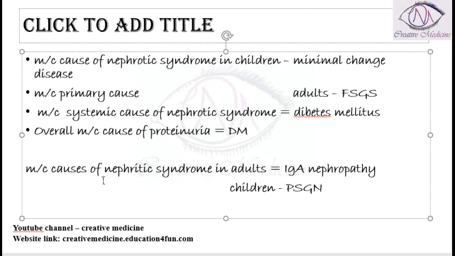Then most common cause of nephritic syndrome in adults is IgA nephropathy. Most common cause of nephritic syndrome in children is post-streptococcal glomerulonephritis.